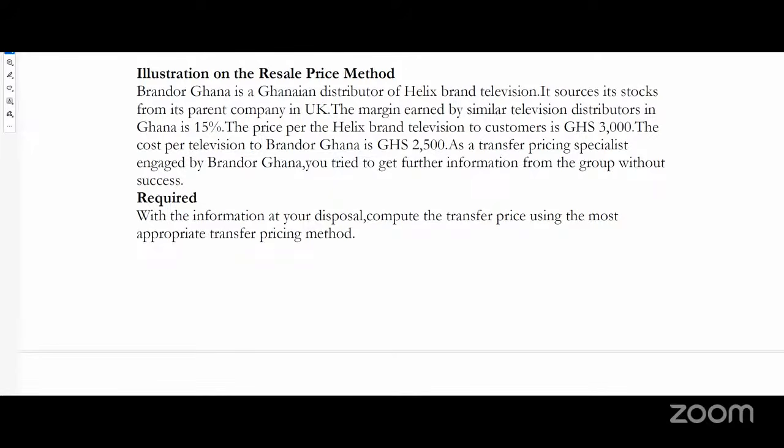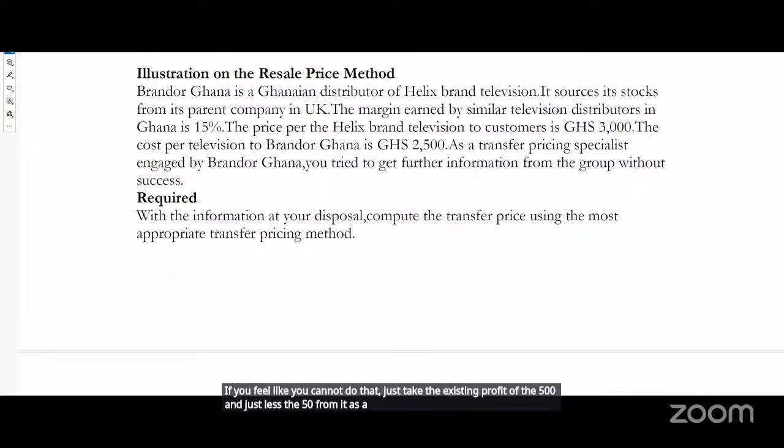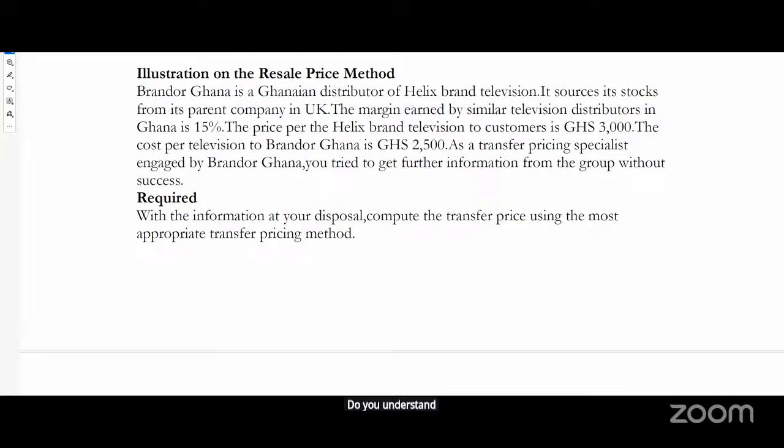If you feel like you cannot do that, just take the existing profit of the 500 and less the 50 from it as a transfer pricing adjustment. Then the new profit becomes the 450. You are just adjusting your profit with it. If it's an overstatement, less it from the original. If it's an understatement, increase the original profit. That's all. But you understood how the method is applied.